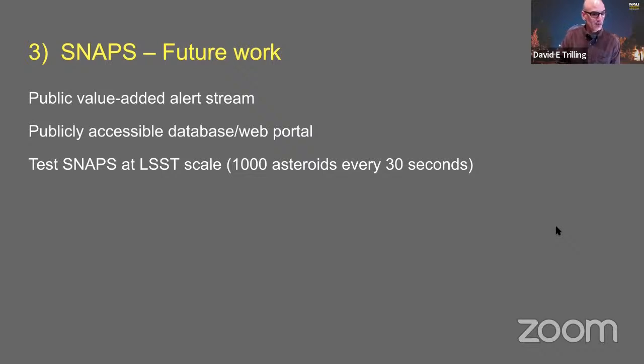So our future work for SNAPS is that we're working on a public value-added alert stream. Right now we have an alert stream that's internal only. Value added means not only do we tell you what ZTF reported, but we also add our derived properties and the adjacent properties from our adjacent databases. And we are working on a publicly accessible database and web portal. Again, we have an internal database and web portal, and the publicly accessible part is coming within the next 12 months, so in 2022. And finally, we're going to be testing SNAPS at LSST scale, which is 1,000 asteroids every 30 seconds.